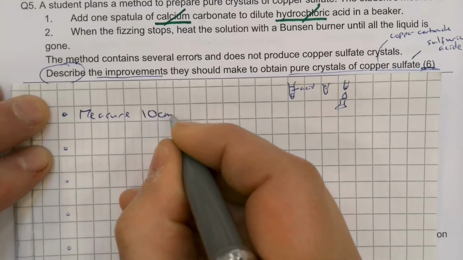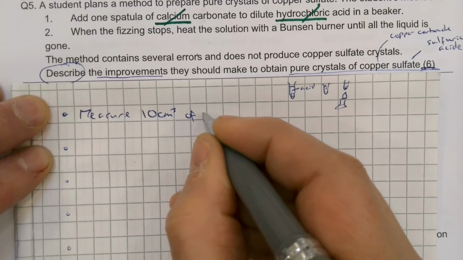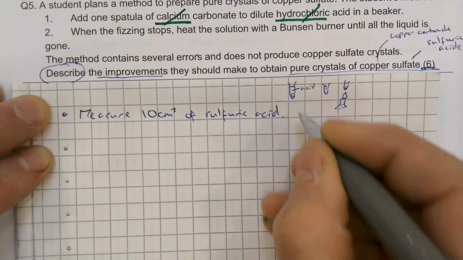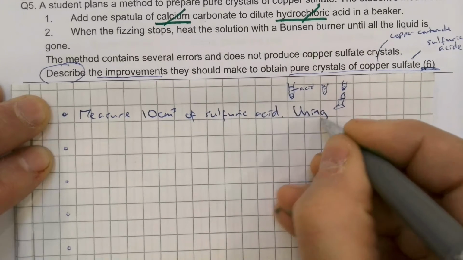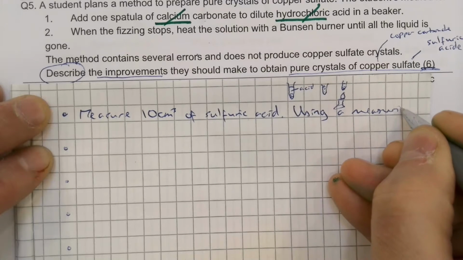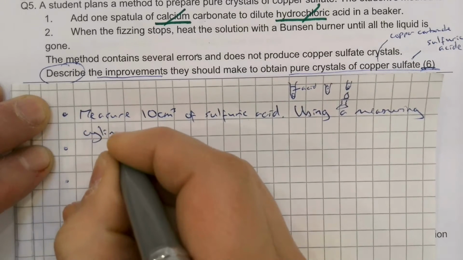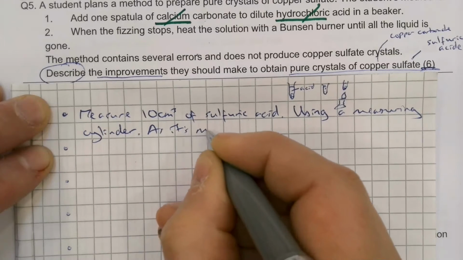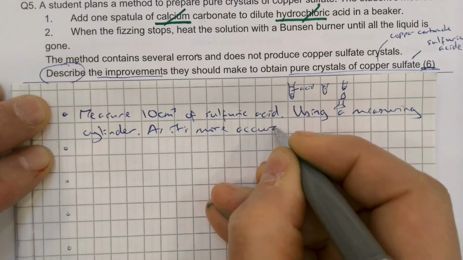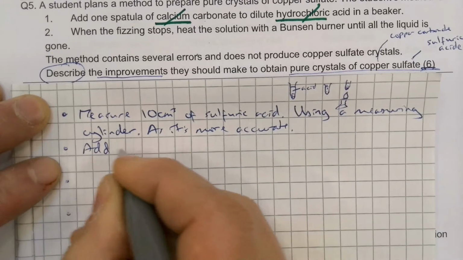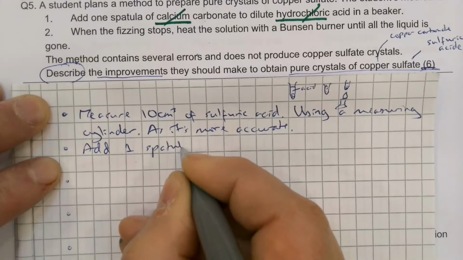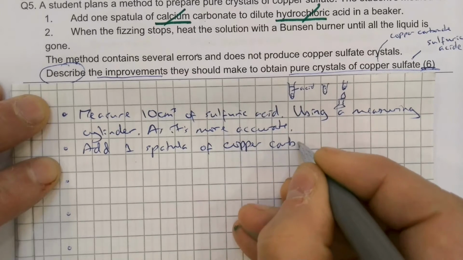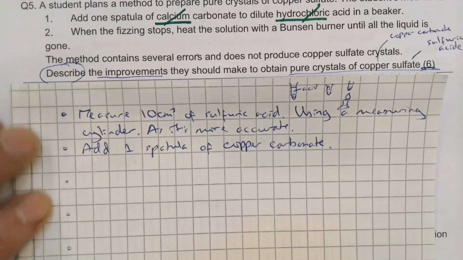So the first thing we're going to measure 10 centimetres cubed of sulfuric acid. Sulfuric acid. Using what? Using a measuring cylinder. Why? As it's more accurate. We're going to add 1 spatula of copper carbonate. Okay, that's all we're going to do.